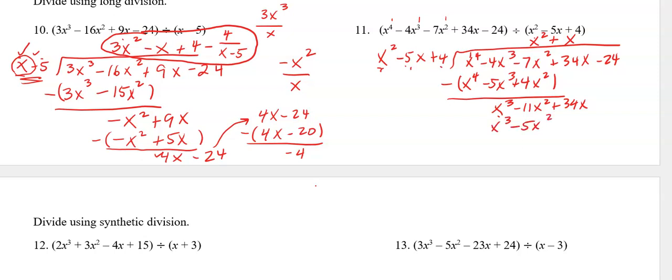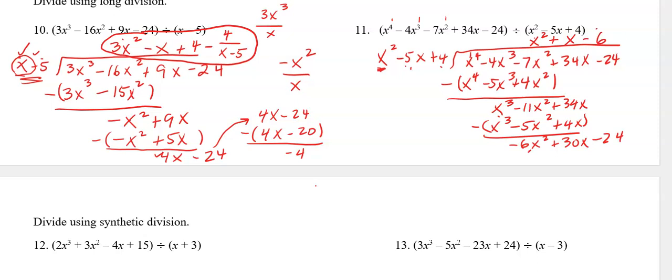Minus 5x squared plus 4x. Subtract. X cubes cancel. Negative 11 plus 5 is negative 6, x squared. 34 minus 4 is 30x. And bring down the minus 24. And let's do one more. X squared divided into negative 6x squared goes negative 6 times.